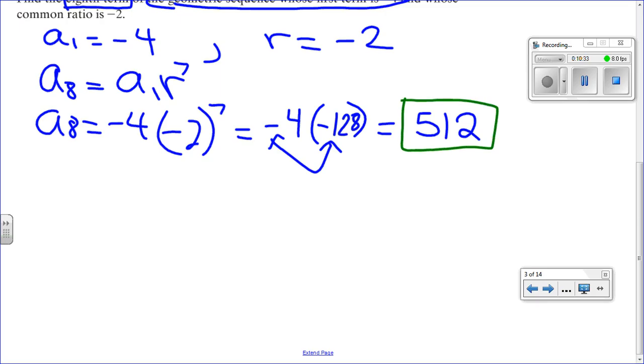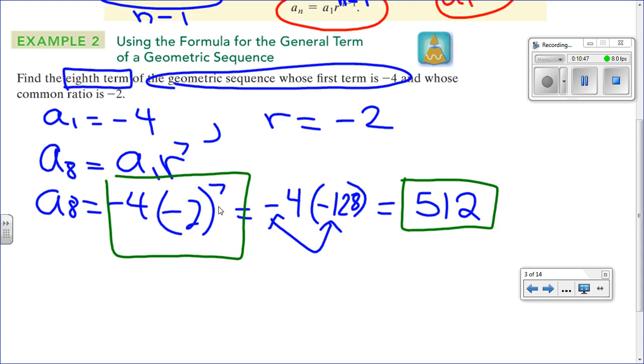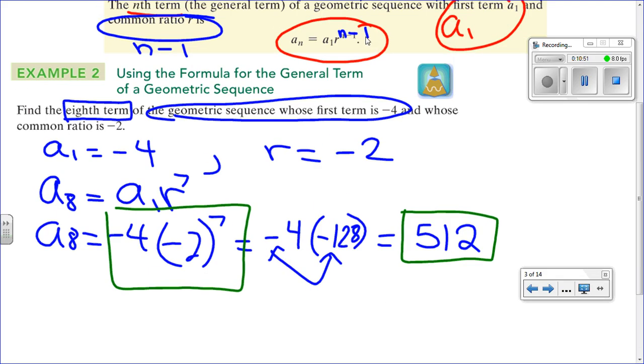Okay, and keep in mind, you can enter this whole thing on the calculator, I'm okay with that, as long as you do the correct substitution. Do we have a question? No? So here, we were given the first term, we were given the common ratio, and we used the formula that was here. Let's go to the next slide.